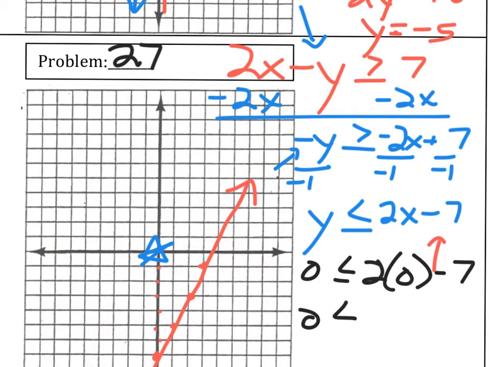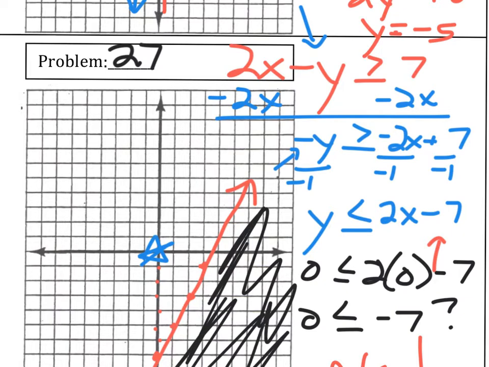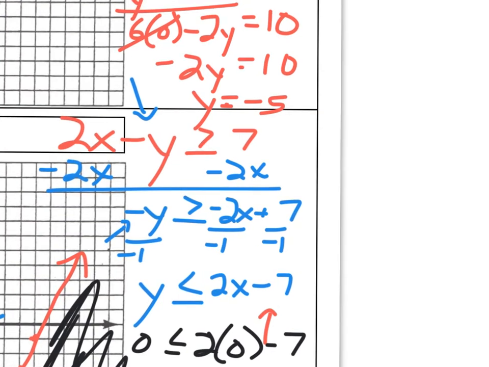Is 0 less than or equal to negative 7? Nah, man. Nah, brah. So I shade on the other side since it was a no. Now you could have, if you're all about that standard form. All right, I see you, I see you.